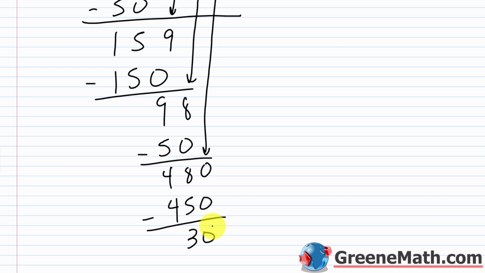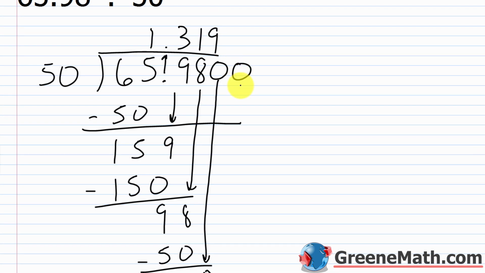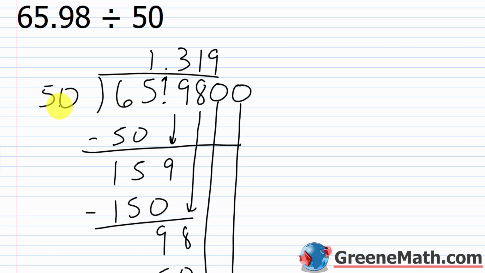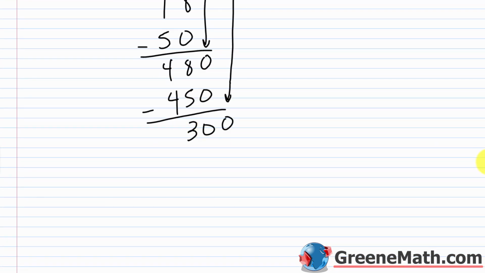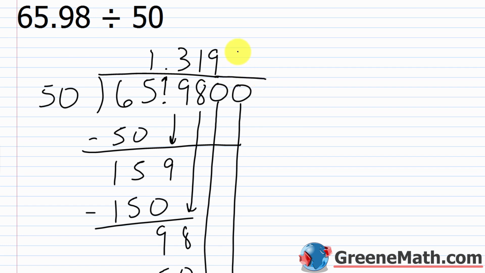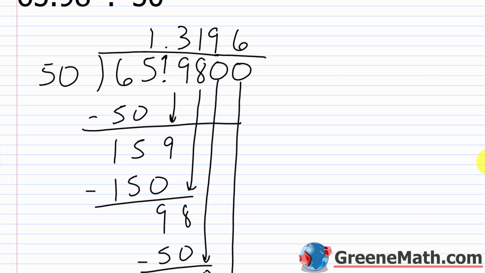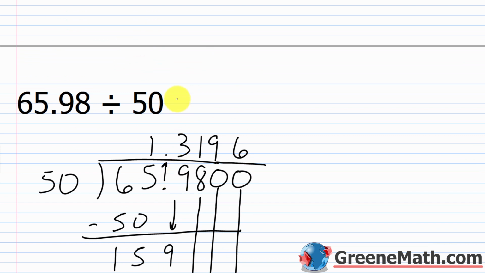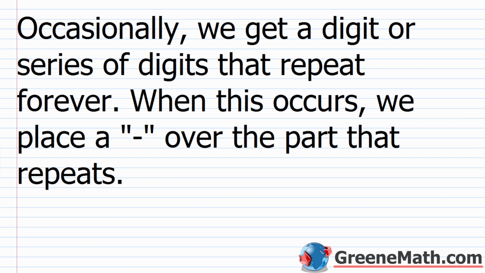So I can keep adding zeros until I have something. So I'm going to add another 0 here and drag that down. So now I have 300. Now let me scroll up. So 50 goes into 300 exactly 6 times. So put a 6 here. And 6 times 50 again is 300. And when we subtract, we're going to have 0. So there's no remainder. So go up here, and our answer is going to be 1.3196.